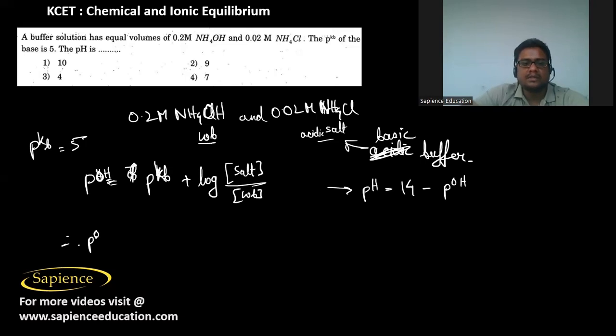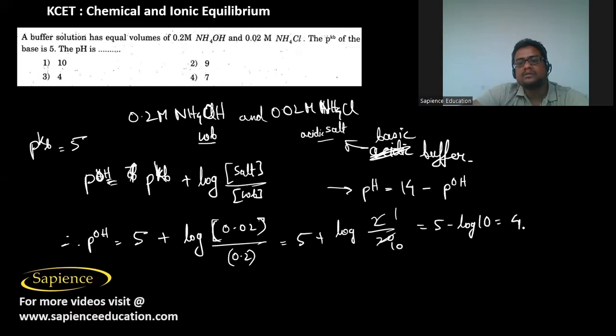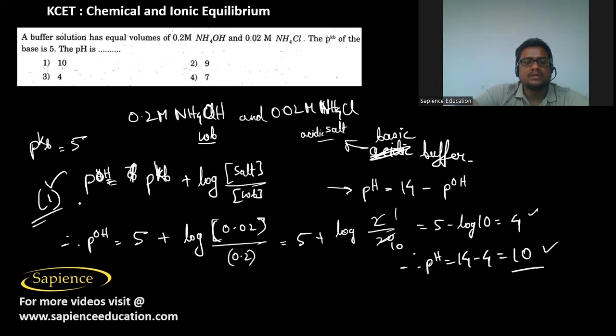So pOH will be equal to pKb, which is 5, plus log of the concentration of salt, which is 0.02, divided by the concentration of the weak base, which is 0.2. So that is 5 plus log of 2 by 20, that is 1 by 10. So it is 5 minus log 10. Log 10 is 1, so 5 minus 1 is 4. So pOH is equal to 4. Therefore pH will be equal to 14 minus 4, that is 10. So option 1 is the correct answer.